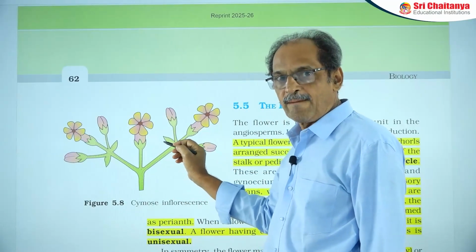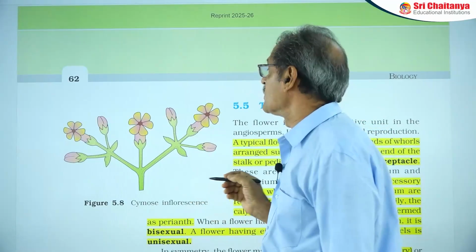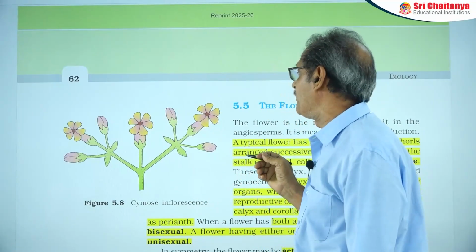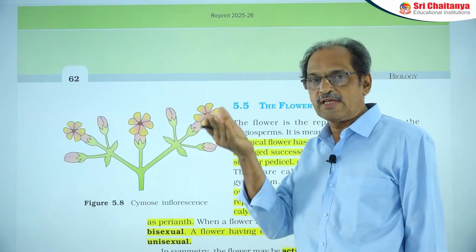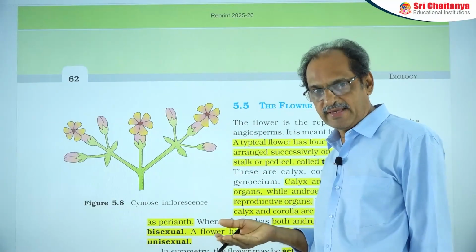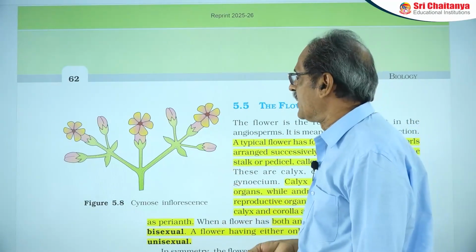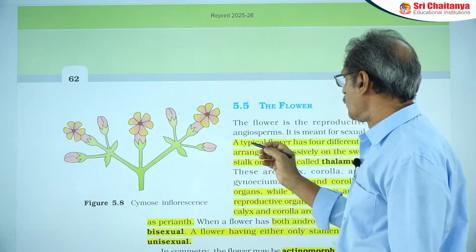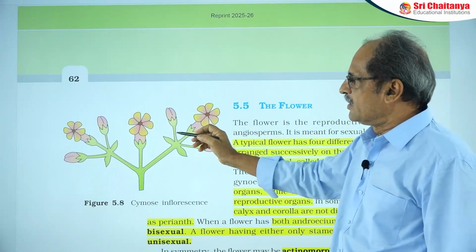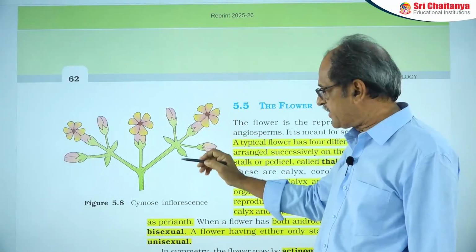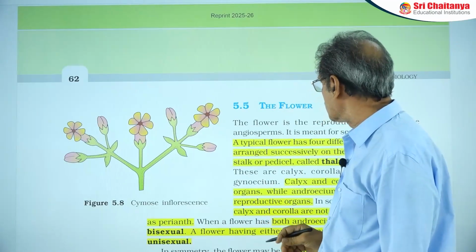So, here the second character is the flowers are borne in basipetal manner. Older flowers are at the apex, younger are at the base. And the opening is automatically centrifugal. So, these are the two types of inflorescence, racemose and cymose, important characters.